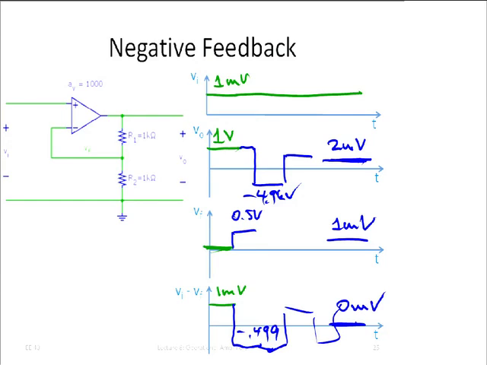I guess going through all these steps is kind of confusing, but ultimately the output instantaneously varies wildly, and ultimately the output converges towards the right voltage, 2 millivolts. I guess maybe I'll run a simulation at some point and I'll show it to you.